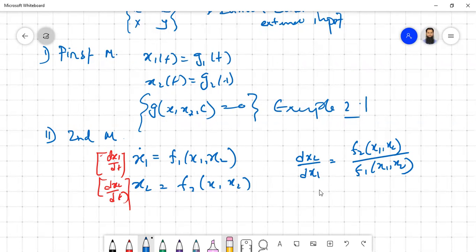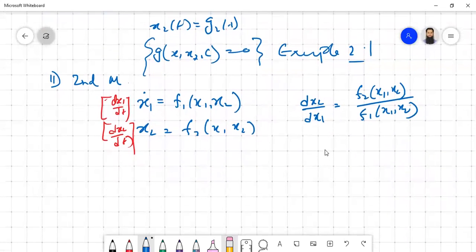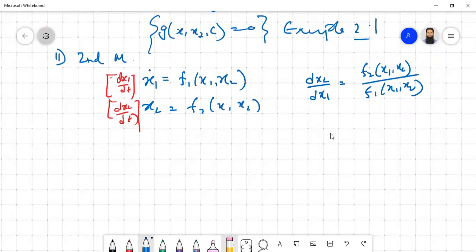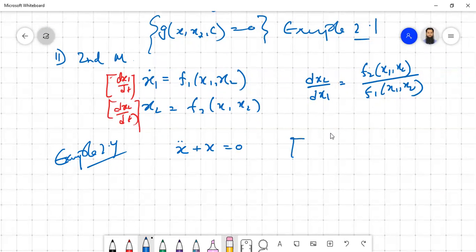So let us see one example. It is the same problem as example 2.1, but using the second method. So this is example 2.4: x double dot plus x equals 0. As you can see, the damper is missing, so this is the example of, I think, a mass-spring system.